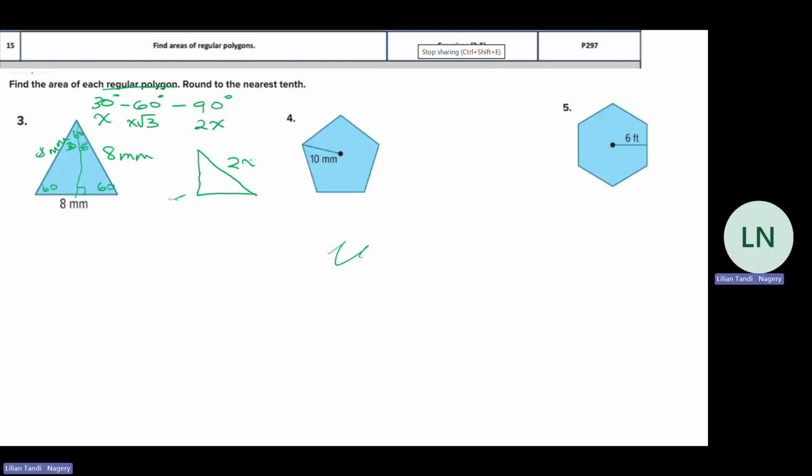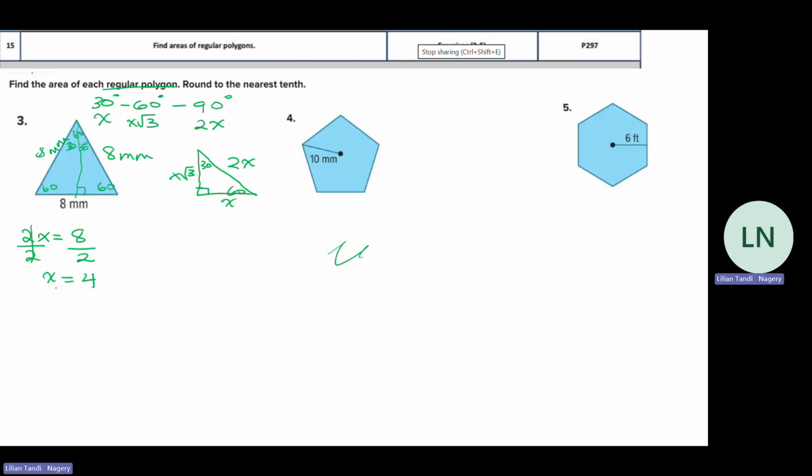So if this is 2x, okay, and this is 60, so this is x square root of 3, and this is x because this is 30. 30 goes with x, okay? And this is 90 degrees. So now, what do I know? I know 2x. So 2x equals 8. I want x. I will divide by 2. I will divide by 2. X will be 4, okay?